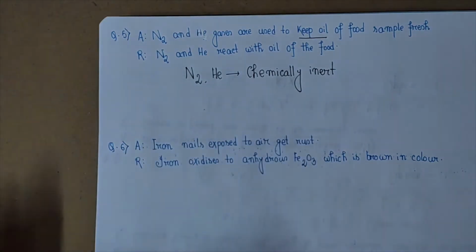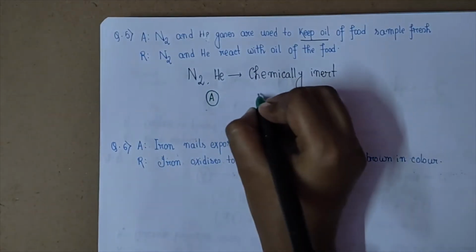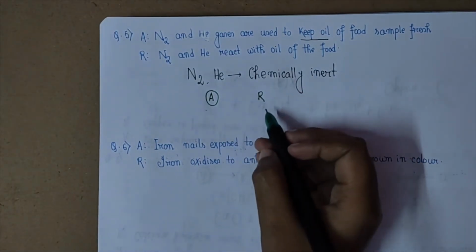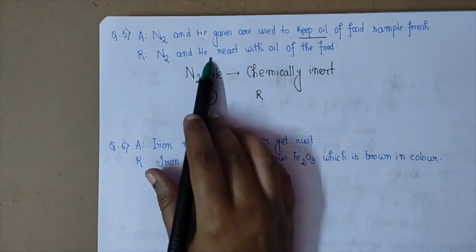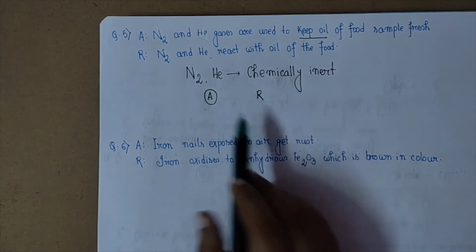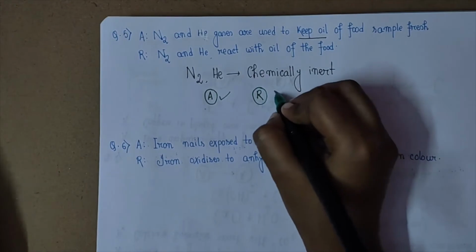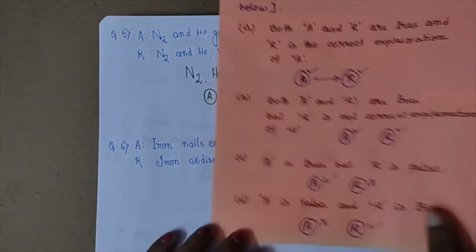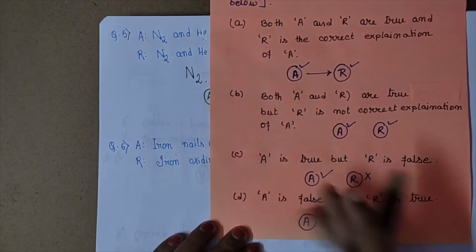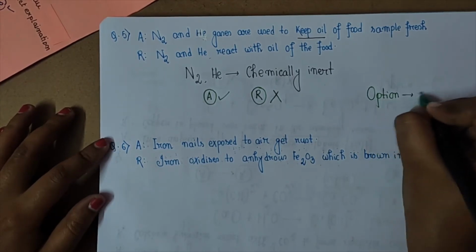So here the assertion is true. Do you think the reason is correct? What is the reason given? Nitrogen and helium react with the oil of the food. But no, they are chemically inert. They will not react. So your assertion is correct, but the reason here is false. So which option will we choose? Assertion is true but R is false, so we will choose option C.